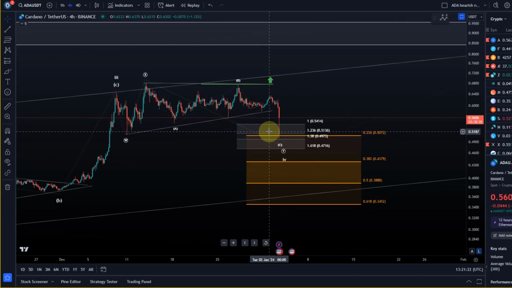So not much surprise on the ETH chart. Bitcoin just broke below micro support, but I covered all of that in the Bitcoin video anyway. So yeah, that's my update about ADA.